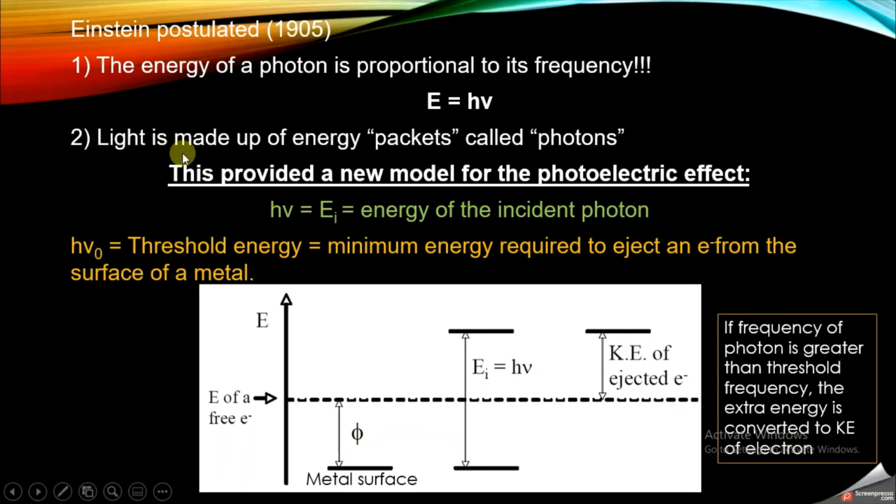Then he further stated that light is made up of energy packets called photons. This provided a new model for the photoelectric effect, where h nu of the incident light is equal to the energy of the incident photon. h nu naught, from the threshold frequency, is the minimum energy required to eject an electron from the surface of matter. Let's suppose in this diagram this is the metal surface, and you require a minimum energy to eject the electron from the surface, where at this point the electron is free from the metal. This energy is called the threshold energy, or phi. It is also called the work function in some books.